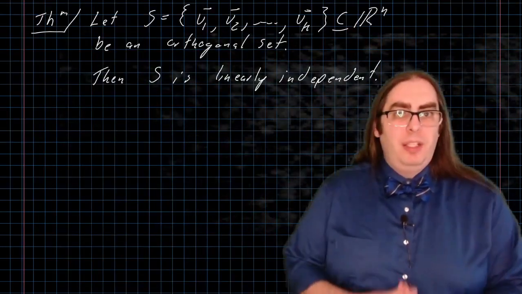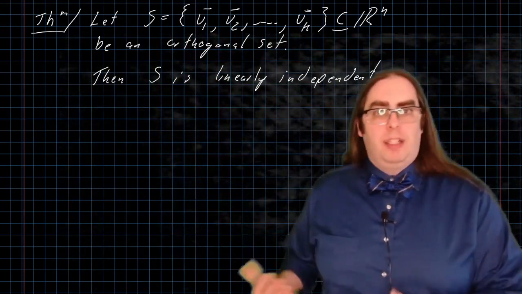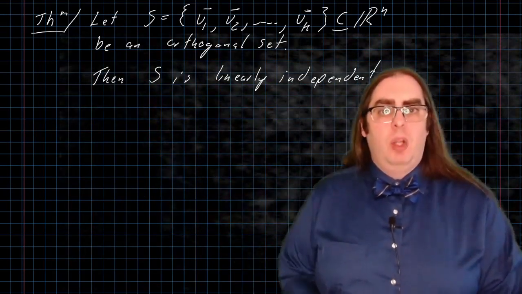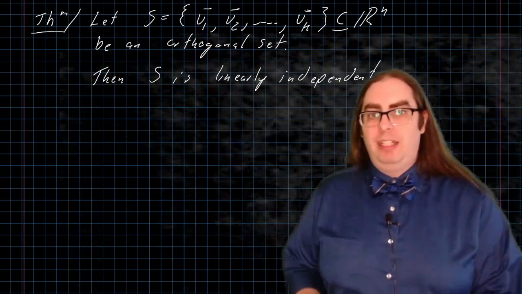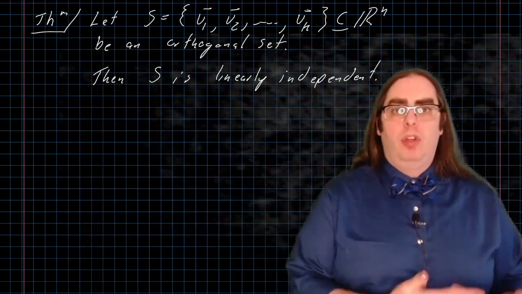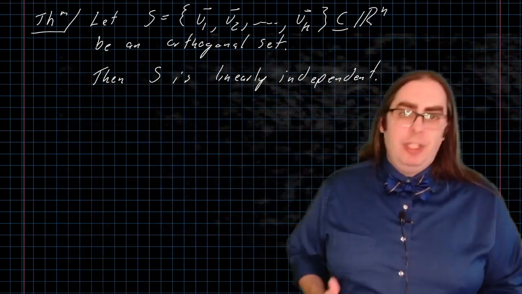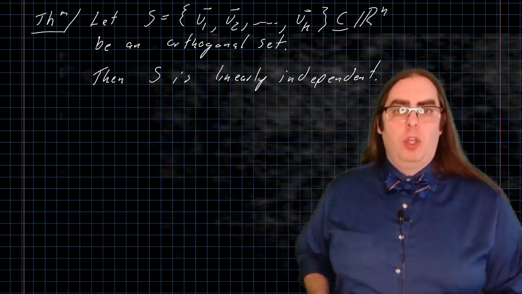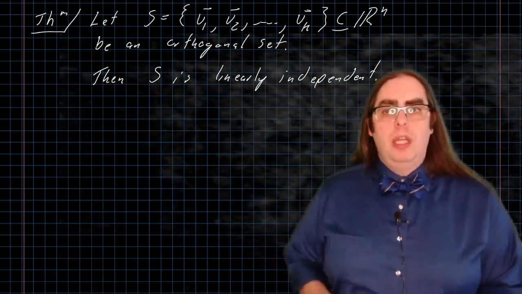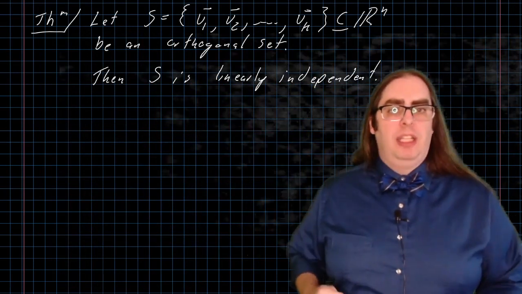Right. Linearly independent is incredibly valuable. We've talked in several lessons now. When a set is linearly independent, it can form a basis for a vector space. Not every linearly independent set will be orthogonal. In fact, most won't. But when you have an orthogonal set, then you will know it's linearly independent.